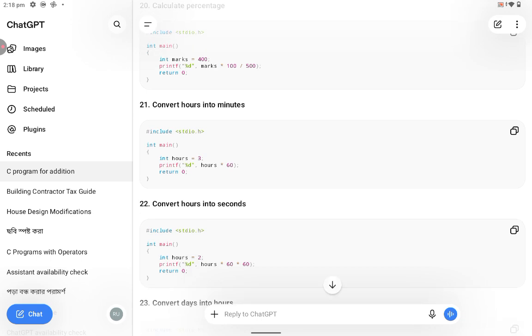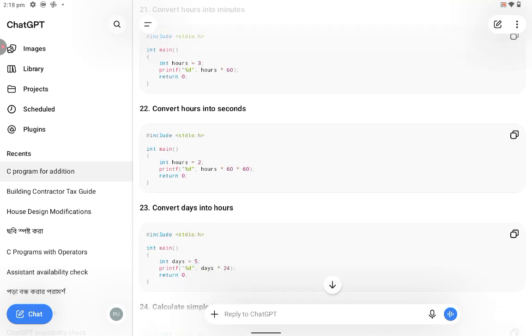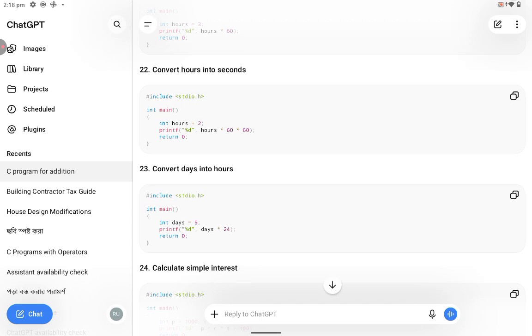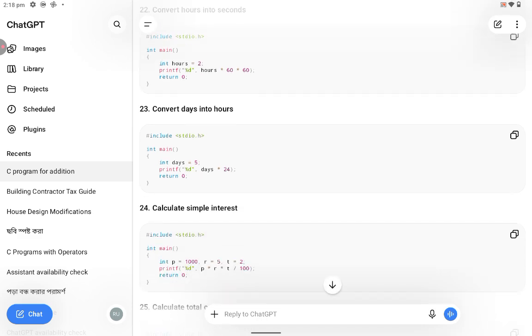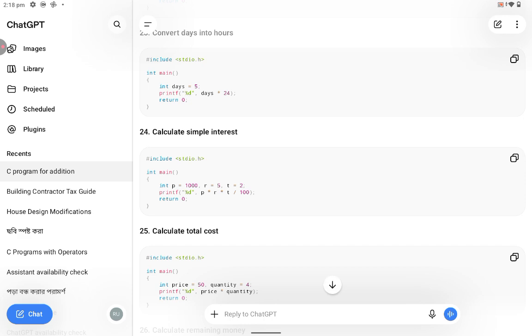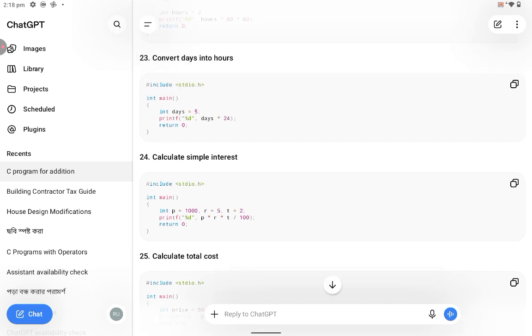Convert hours into minutes. Again, hours will be multiplied by 60, will be converted into minutes. Convert hours to second. It means hours to minute to second. So hours to minute is hour into 60. Then again the result will be multiplied by 60. So 260 you can find hours into 60 into 60, which will convert hours into seconds. Convert days into hours. So 1 day is equal to 24 hours. So 5 days, 5 into 24. Here you can see days equal to 5. So days into 24. Days is the variable here in 23 number program.